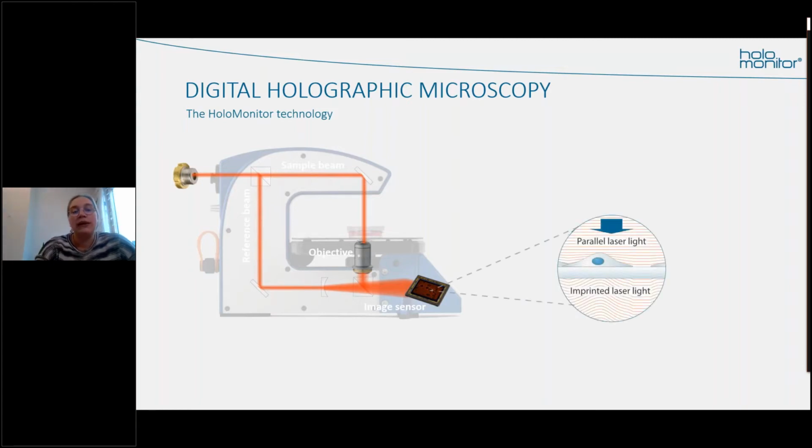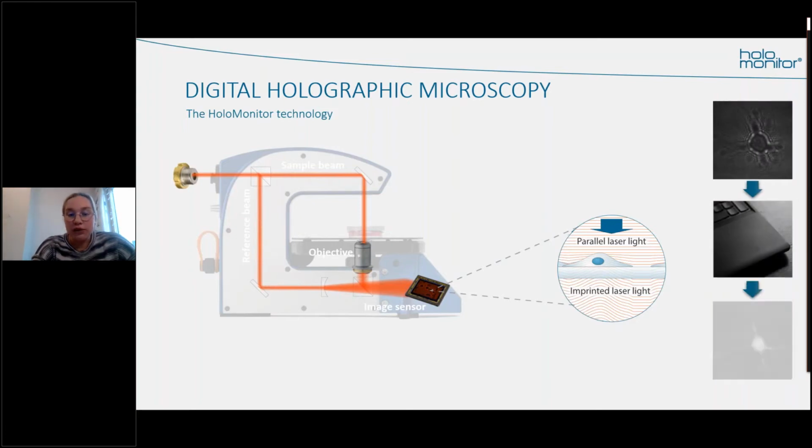What happens to the light as it passes through the cells is that the cells will slow down the light and create a phase shift compared to the reference beam. The phase shift is then recorded by the image sensor, and with the help of sophisticated computer algorithms, the computer calculates and reconstructs the image into what we see when looking at the images in the software.